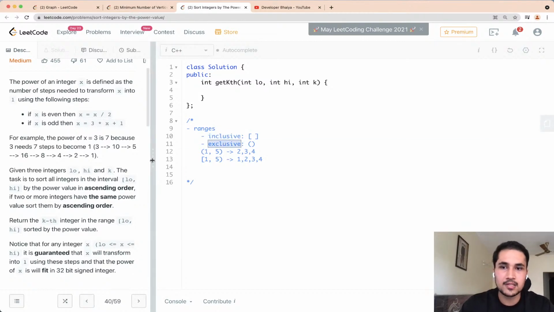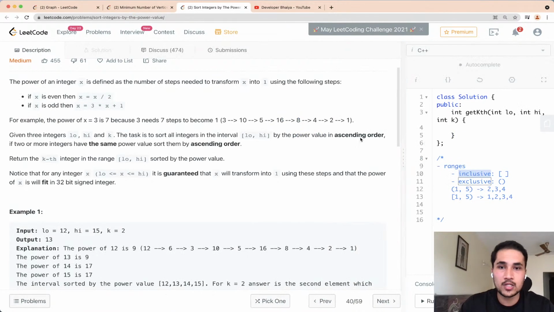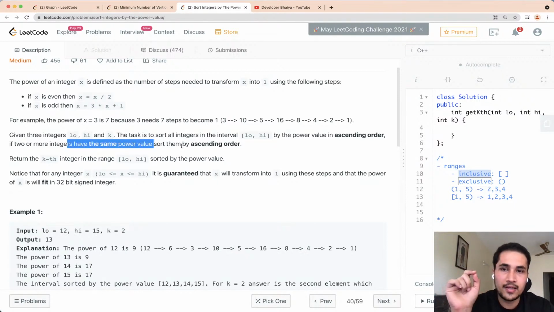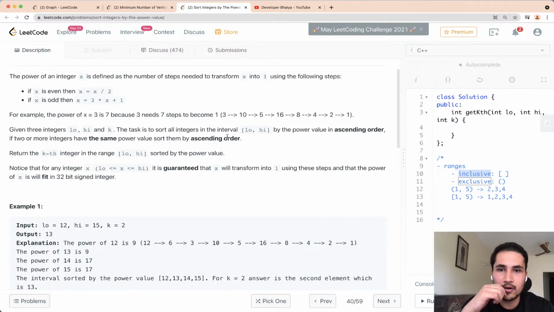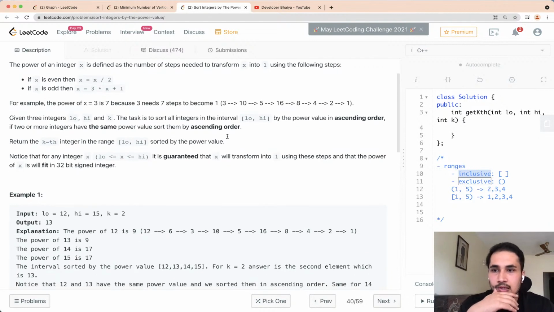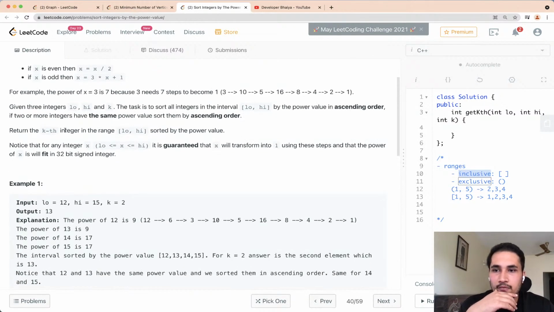So what we have over here is an inclusive range of low to high. And we have all the integers from low up to high. And then we have to sort them in ascending order by the power value of each number. If two or more numbers have the same power, then we give preference to the smaller number first. We sort that in ascending order. So if, let's say, 3 and 13 have the same power value, 3 should come first because 3 is smaller than 13. Now we have to return the kth integer in the range low to high sorted by the power value.